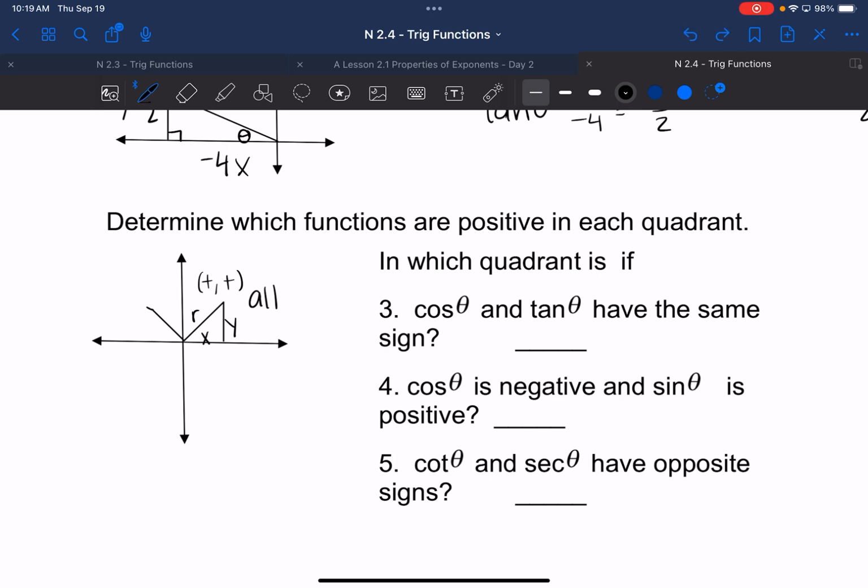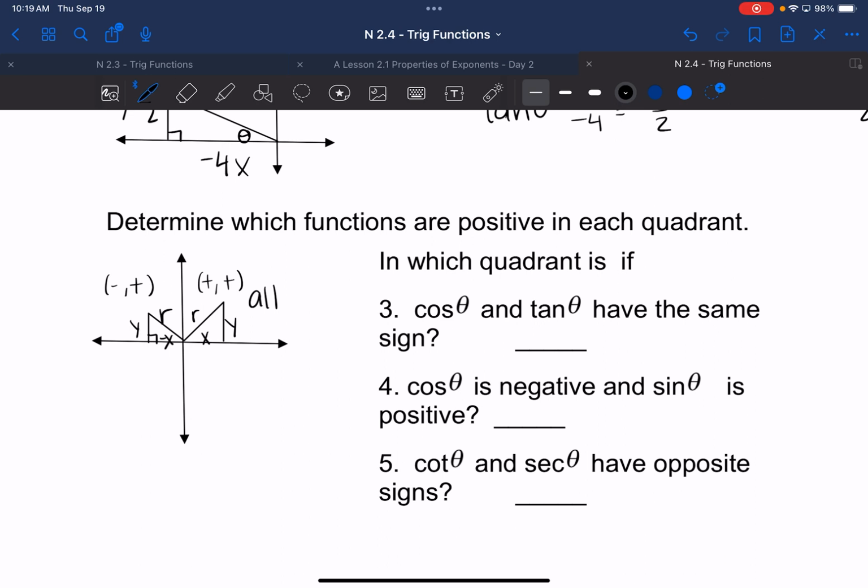Why is it doing that? Okay, in quadrant 2, we know that x is what? It's negative, right? So here, any of my ratios that involve an x in them are going to have a negative x, but a positive y, right? So here, negative x, positive y.